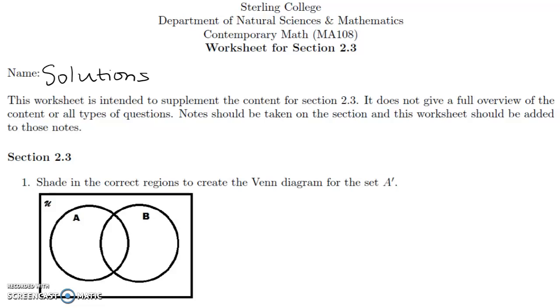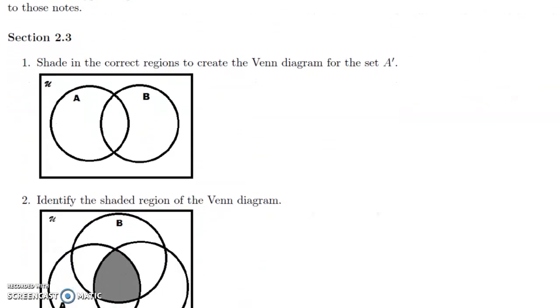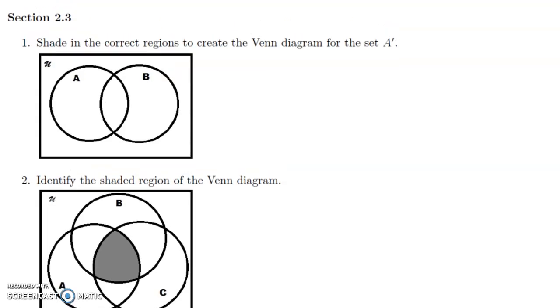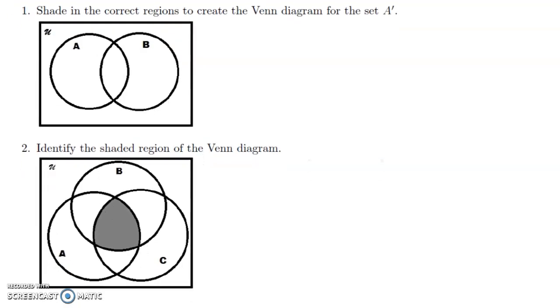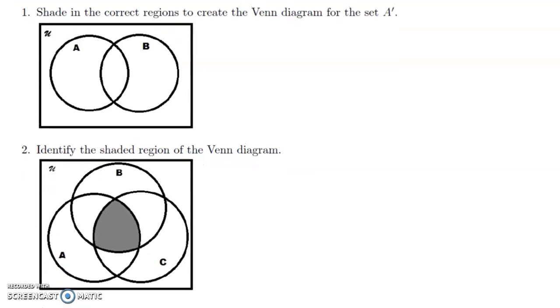All right, we are working on our worksheet for section 2.3. So we're learning about Venn diagrams. We're going to start with, we'll look at both of these first two questions here. Question 1 says shade in the correct region or regions to create the Venn diagram for a complement.